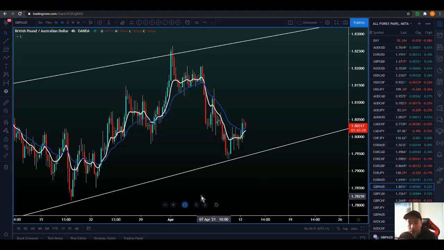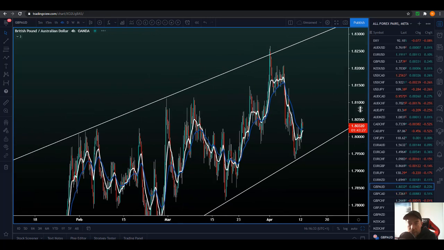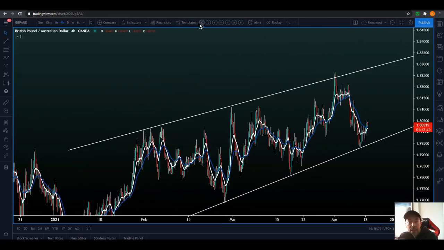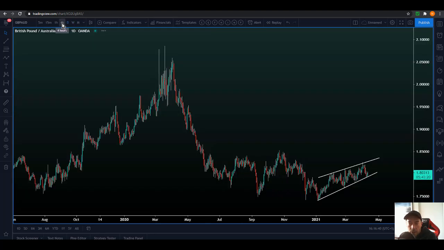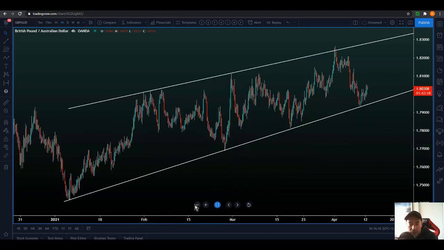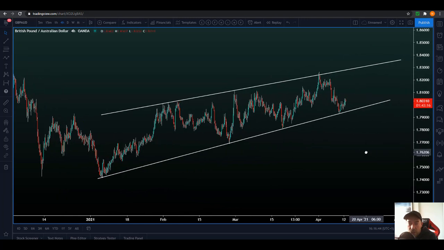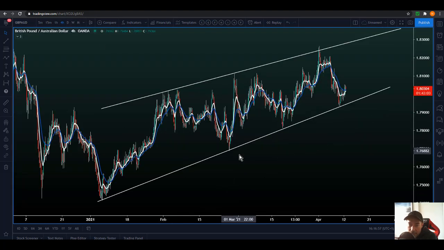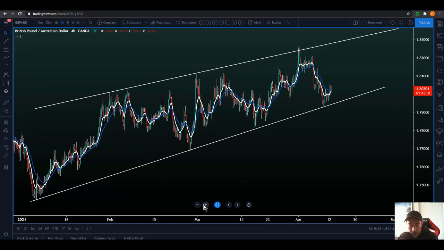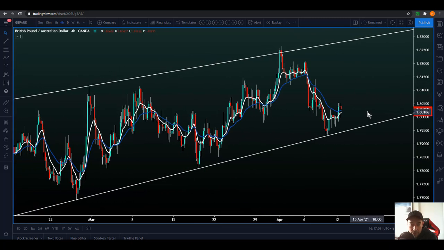I have been looking at pound Aussie myself because, just removing the EMAs, looking on the daily, in fact, no, we'll look at the 4-hour actually. It's in a very nice ascending channel and it's come into the support area of the channel. So nice area to see buyers come in. Let's put the EMAs back on again on the 4-hour. EMAs haven't crossed yet. Okay, so a little bit of patience needed.